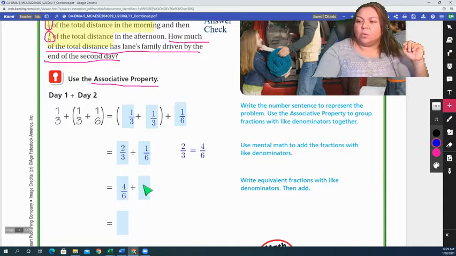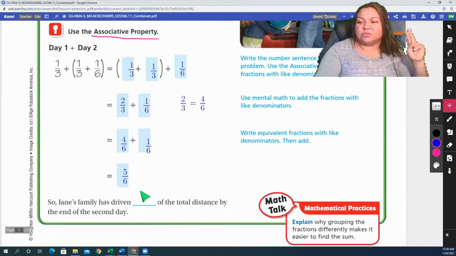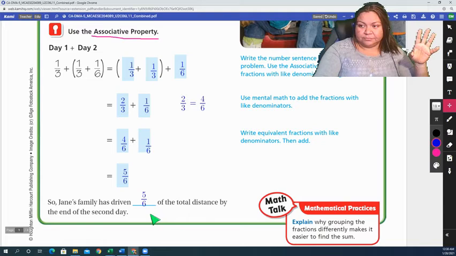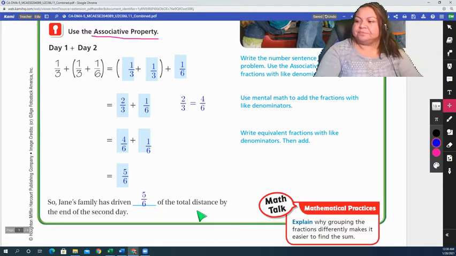And I'm adding 1/6. I'm just bringing it down from here. So now I have 4/6 plus 1/6. Remember, we're adding only the numerators, the top number. 4 plus 1 is 5. And then the denominator is 6. Okay. And so the answer is, Jane's family has driven 5/6 of the total distance by the end of the second day. Ooh, that means they're pretty close, right? Because they're very close to reaching 6/6.